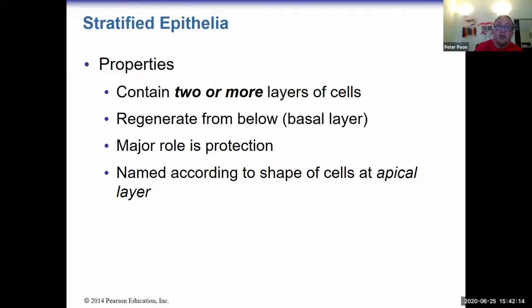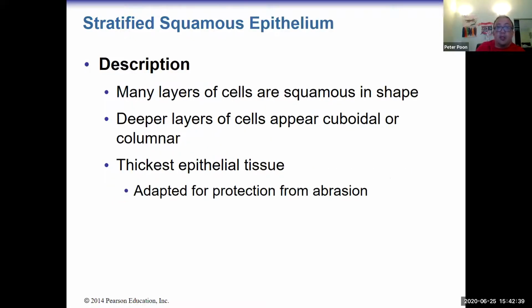Stratified epithelia has two or more layers, okay? So two or more layers, they always regenerate from the bottom layer. The major role of stratified epithelia is protection, okay? And again, like I said earlier, they're named according to the shape of cells on the apical surface. So let's look at the most common one, stratified squamous epithelium, okay?